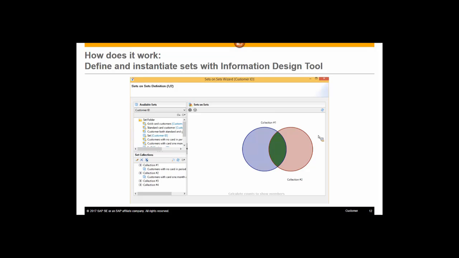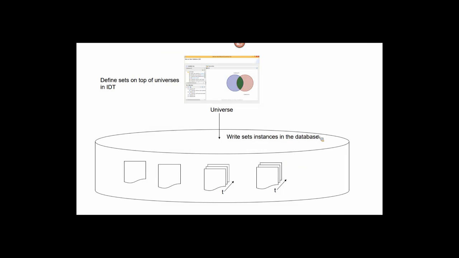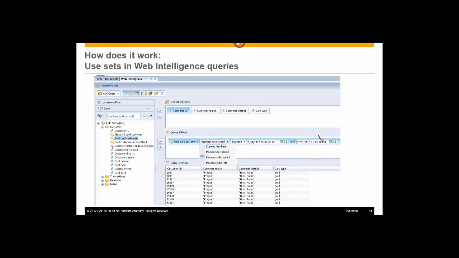How does it work? The set is defined and instantiated, so it's persisted into the database from the information design tool. I'm going to show it later. So we define the set from the universe, and then we save it into the database. The set can be either a static set at the given time when I save it, or I can tell the system to calculate the set over time. And then once the set is created, I can use it in a Web Intelligence query to filter my information.